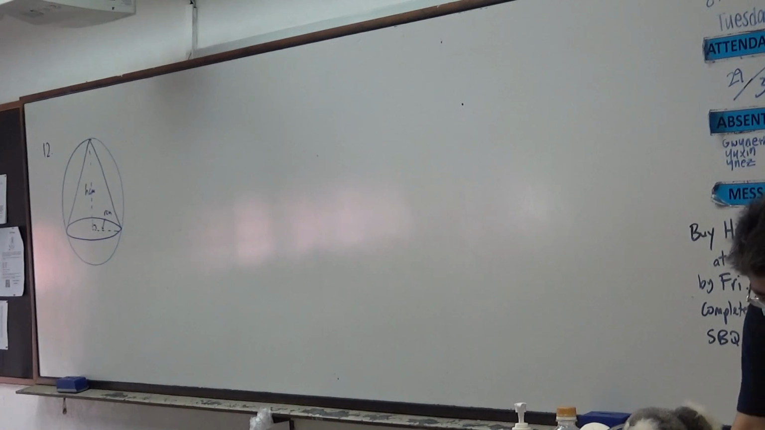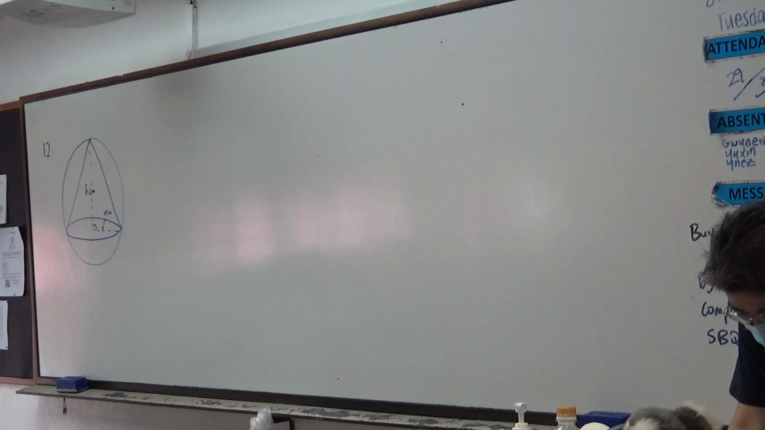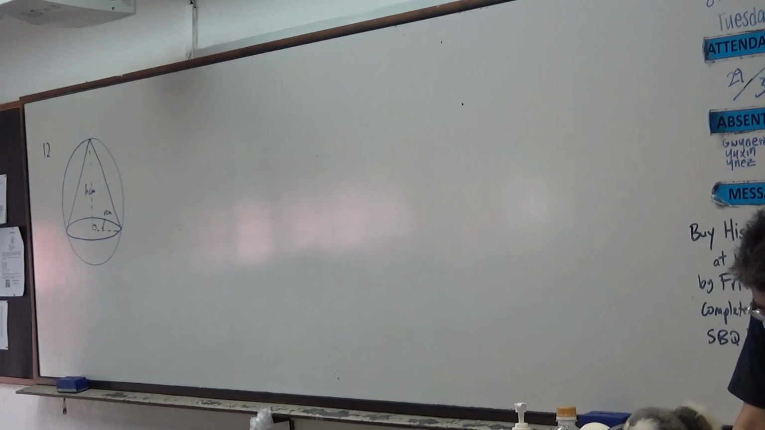The diagram shows a right circular cone with radius r cm and height h cm inscribed in a sphere of radius 4.5 cm. The volume of the right circular cone is V cm cubed. Show that r is the square root of 9h minus h squared.